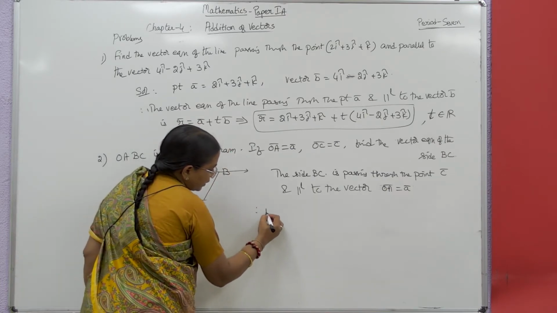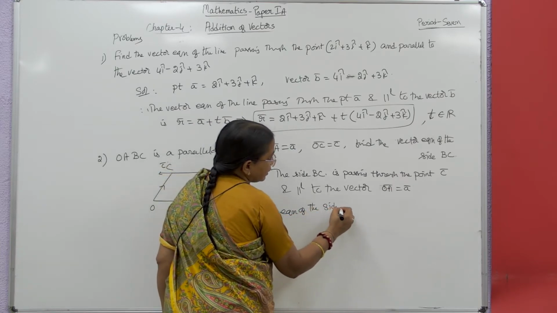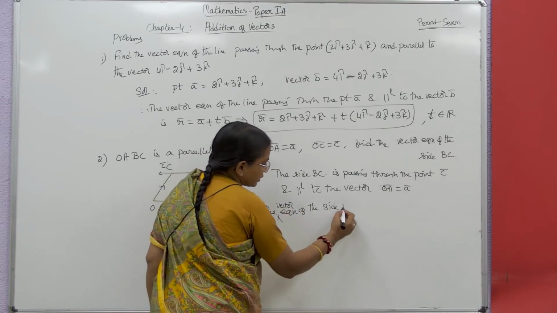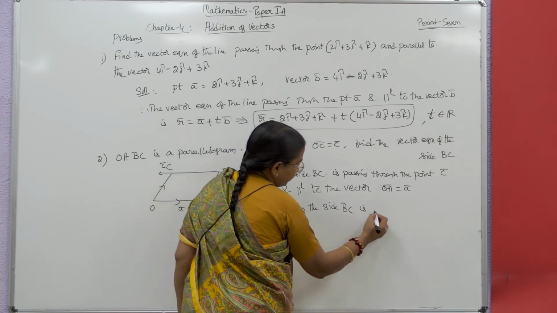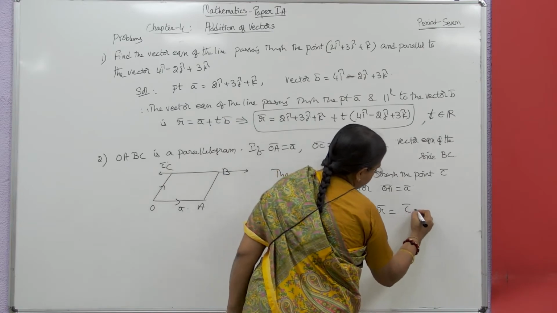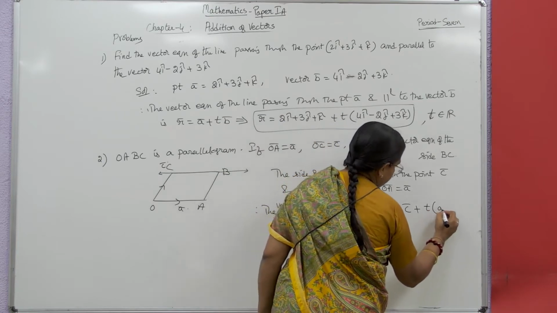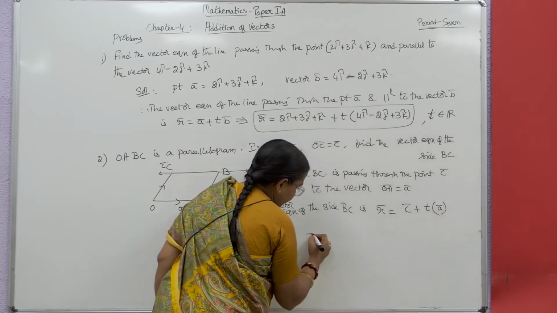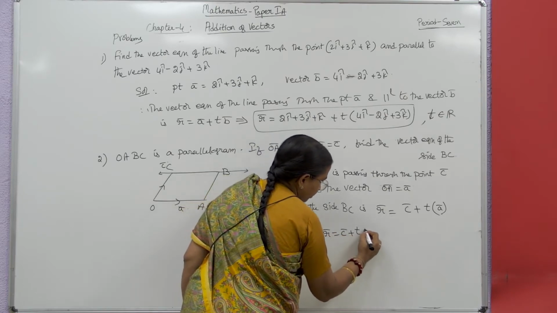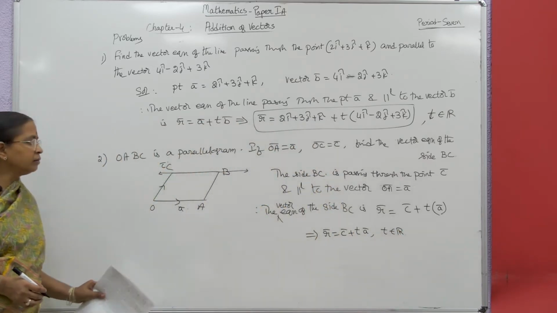So therefore the vector equation of the side BC is r is equal to, passing through the point C and parallel to the vector A. So the answer is r is equal to C plus T into A, where T is a real number. Okay. Now next problem.